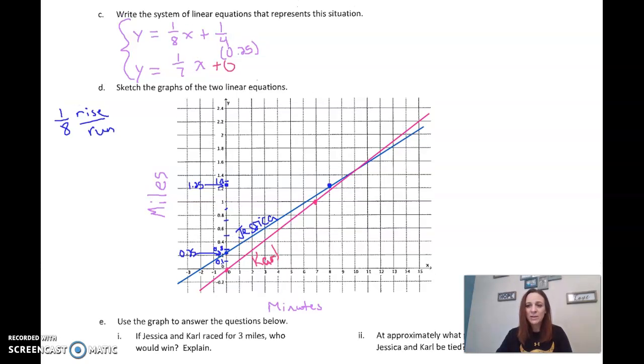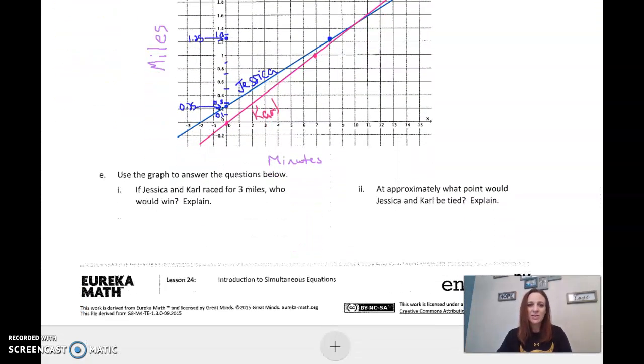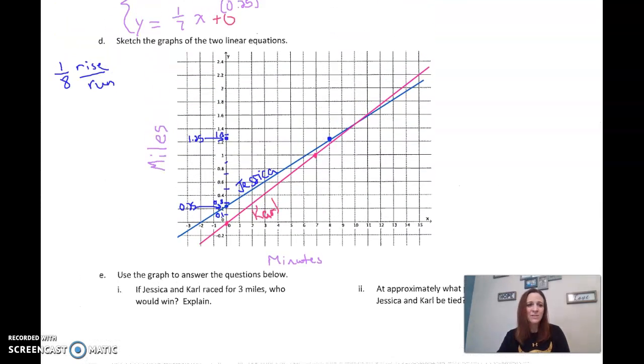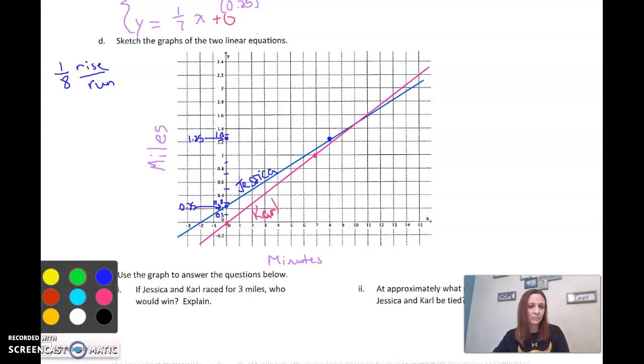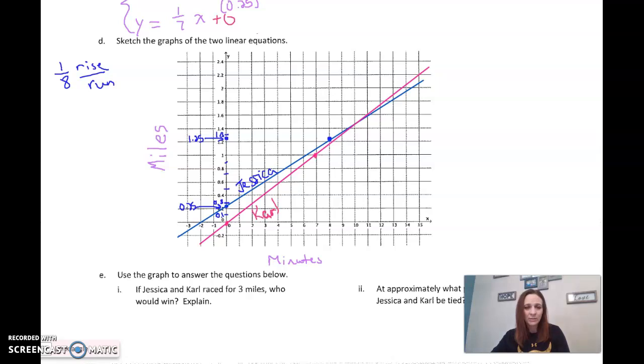Okay, so now we get to use the graph to answer the questions. If Jessica and Carl race for 3 miles, who would win? Oh, this kind of seems like a power standard we've done, right? Well, let's find 3 miles. Okay, well, 3 miles is going to be up here off the graph, right?